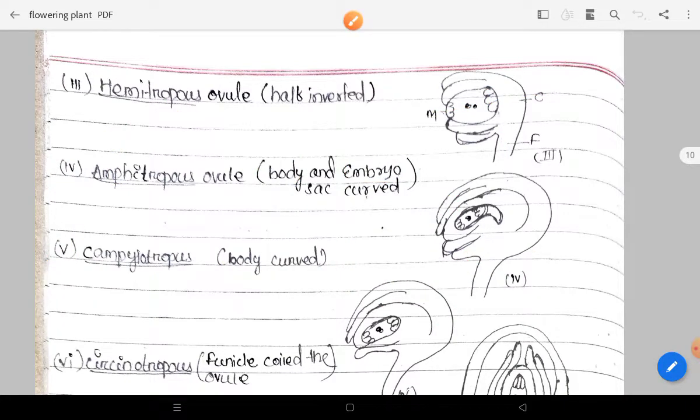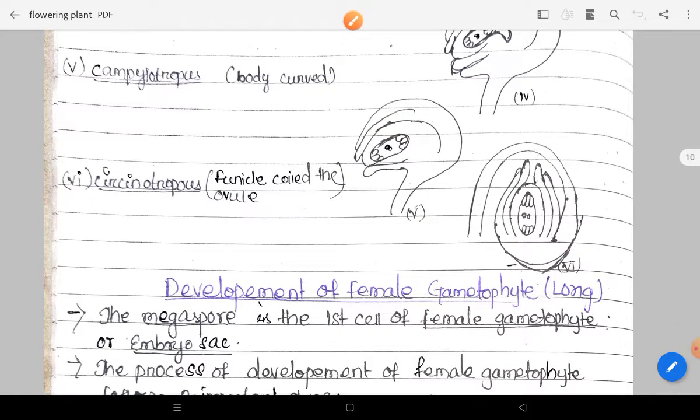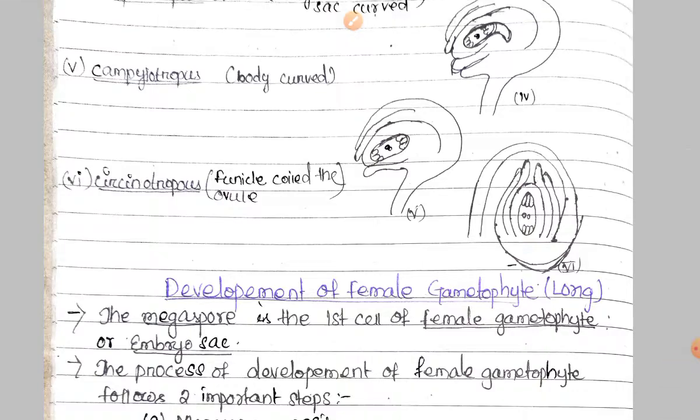And the last type of ovule is known as circinotropous. Here the funicle is much more elongated, so it rotates or curves around a full circle around the ovule.